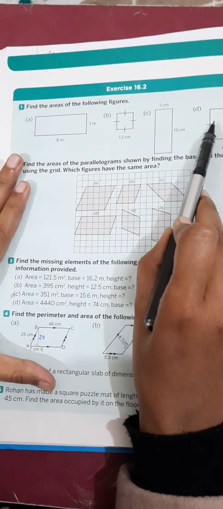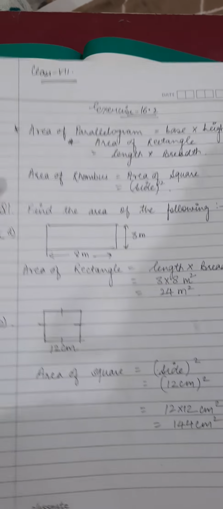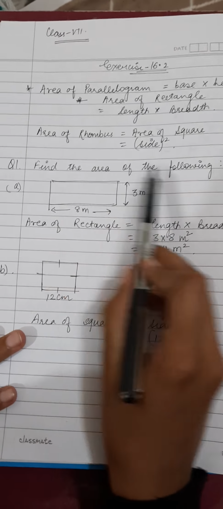In the first question, only rectangle and square are given to you. This is rectangle, rectangle and square. Area of rectangle is length into breadth and the area of square is side into side. So on the basis of this, let us start with the questions. You have to find the area.